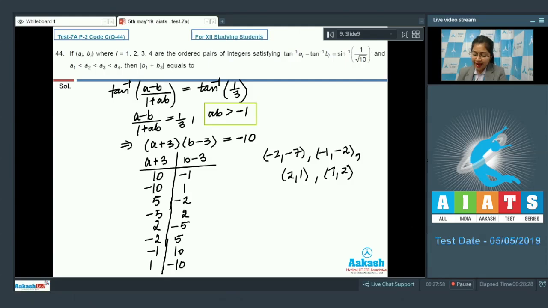These are the four values, and as it has been given that A1 is less than A2 is less than A3 is less than A4, the values of A1, A2, A3, A4 are fixed. So the value of B1 plus B3 will be the modulus of minus 7 plus 1. So the answer will be 6.